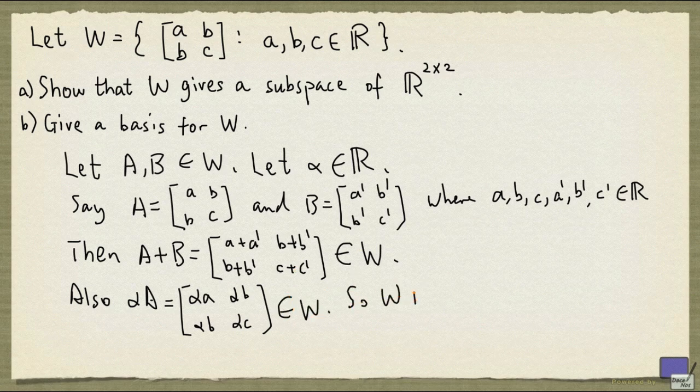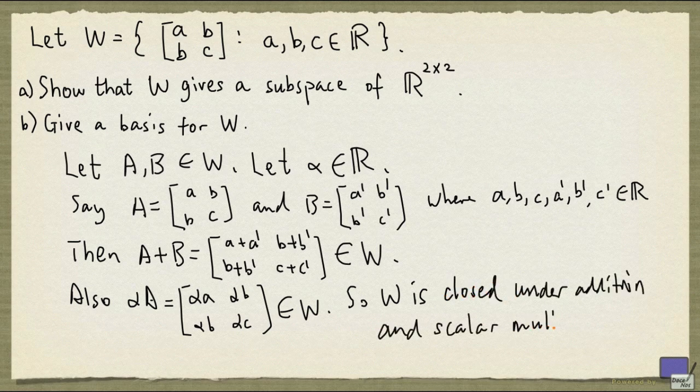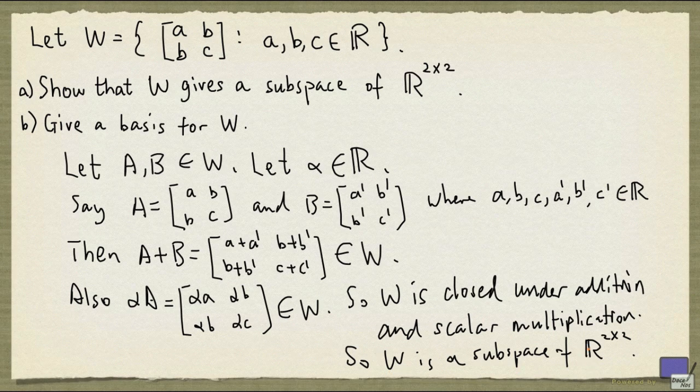So W is closed under addition and scalar multiplication. So W is a subspace of the 2 by 2 matrices with real entries. So it's a vector space. We can find a basis for W.